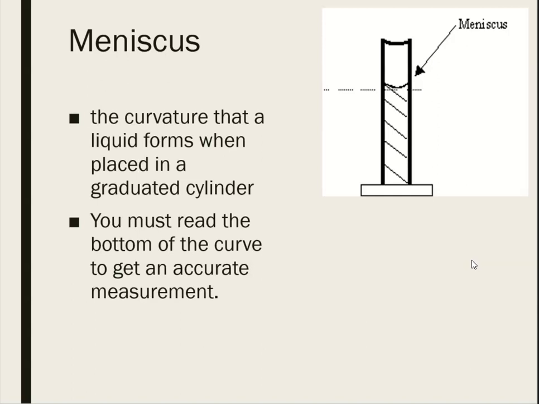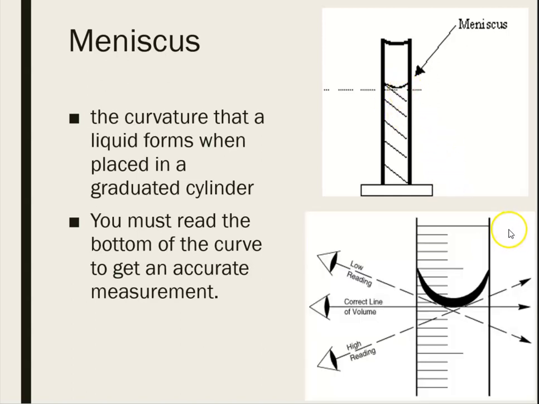Sit it on a flat object, because when you hold it, you tend to tilt it. So sit it on a flat object, and then you're going to read the bottom of the meniscus. The reason you want to get eye level is that if you are standing above and reading down, you're going to get a lower reading.